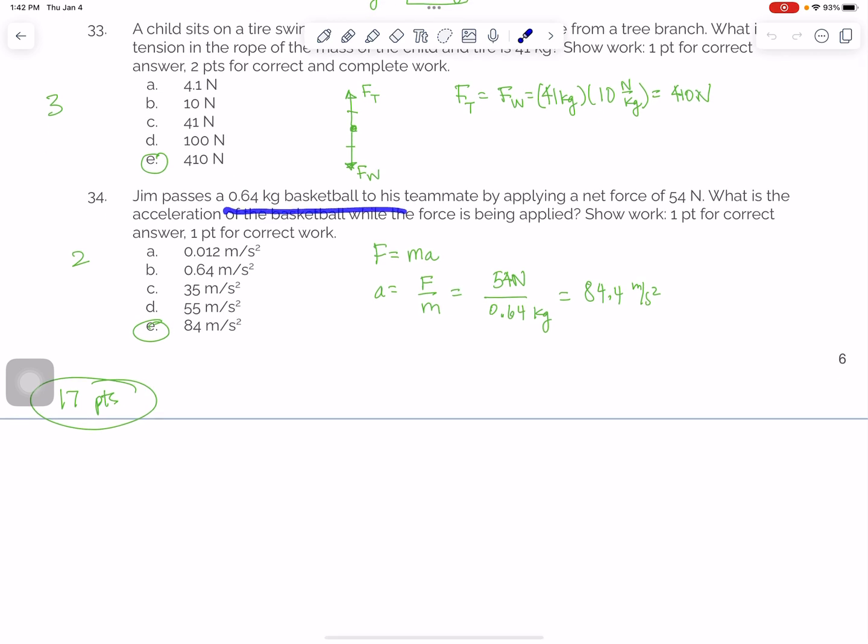And then Jim passes a 0.64 kilogram basketball to his teammate by applying a force of that. So I'm going to do F is equal to ma. I'm solving for a. So divide both sides by m. So 54 newtons divided by 0.64 kilograms gives me 84.4 meters per second squared.